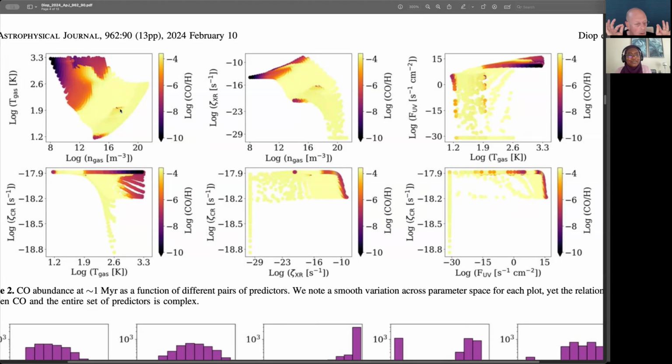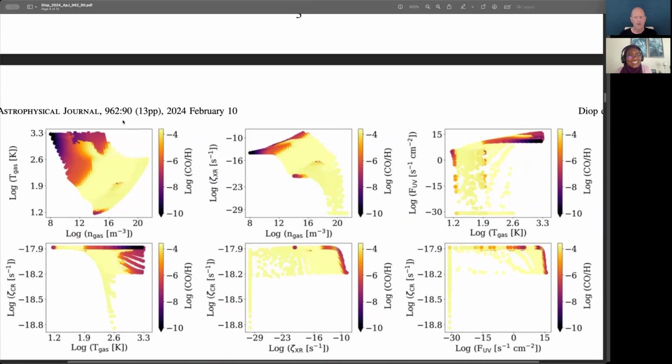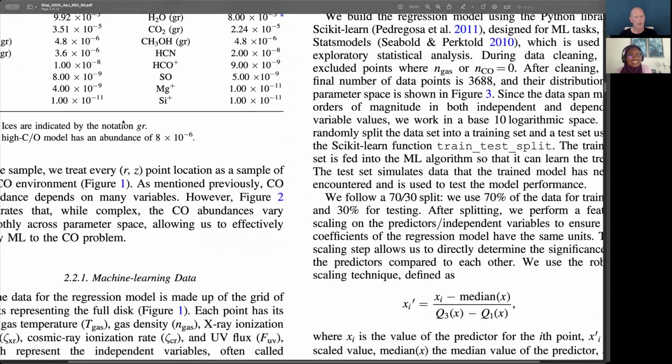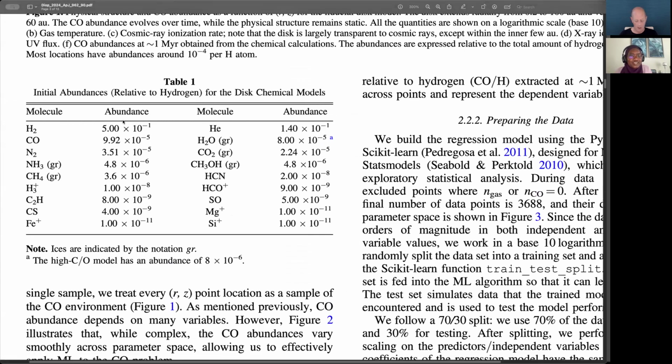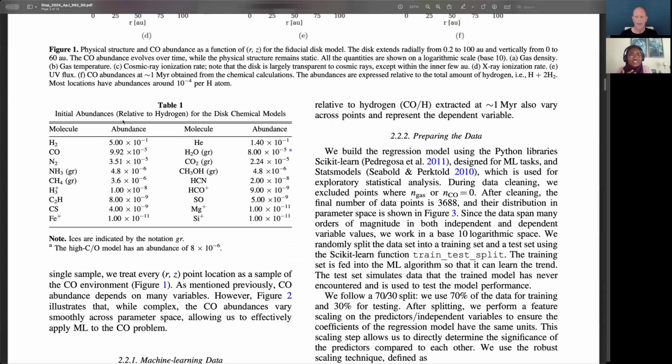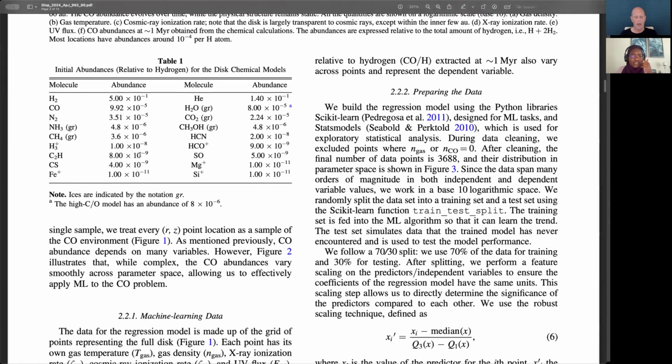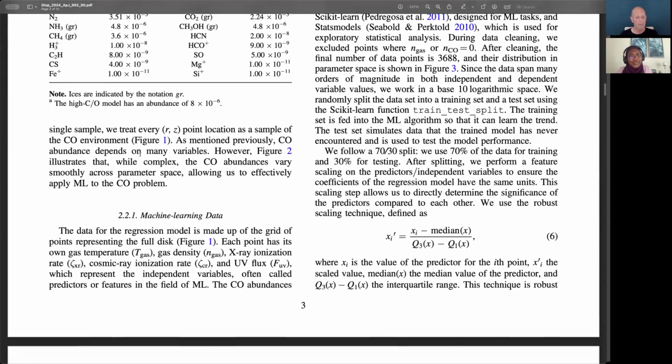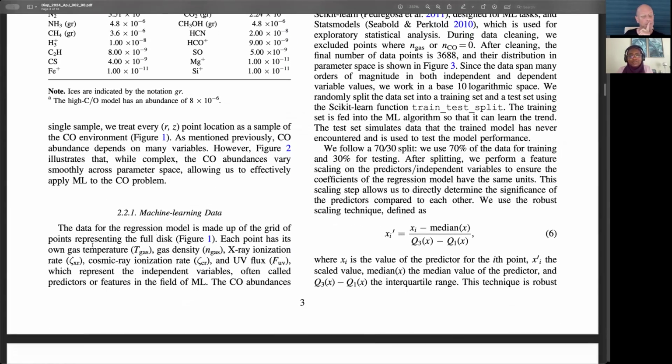We could go back to the previous page, sorry. I'm going to talk a little bit about our machine learning approach here and how we do this. For this machine learning work, for the data, we use that grid of points that make up our full disk models.